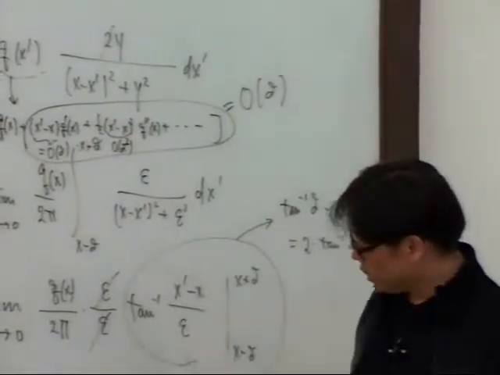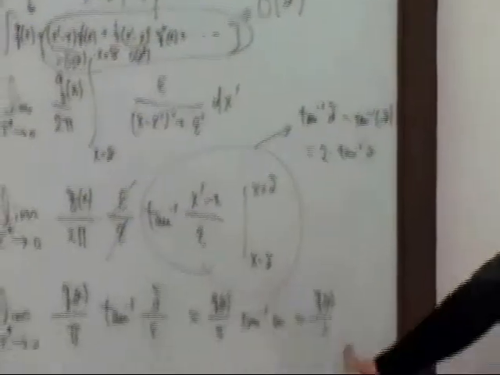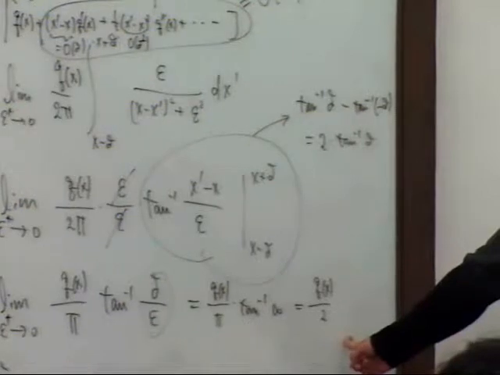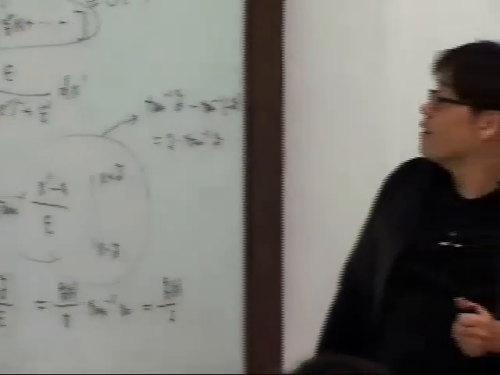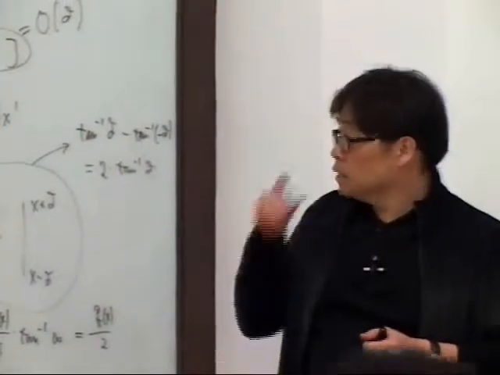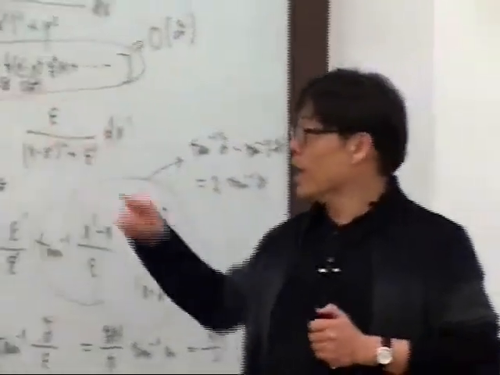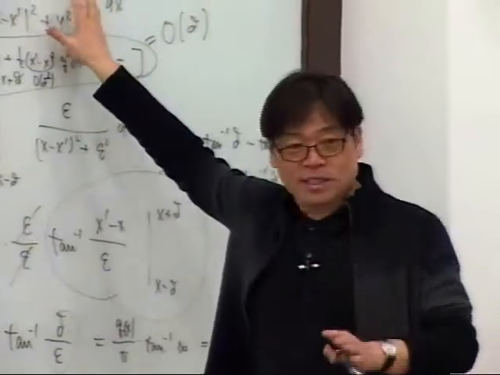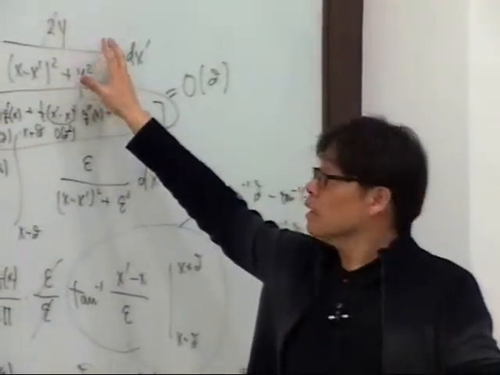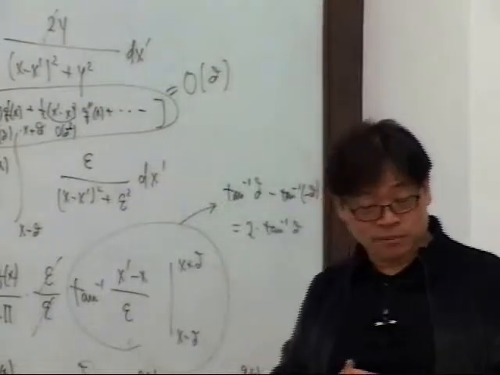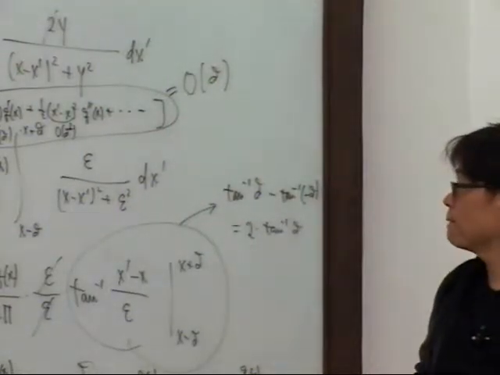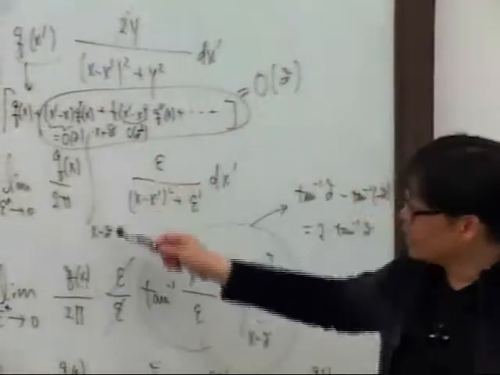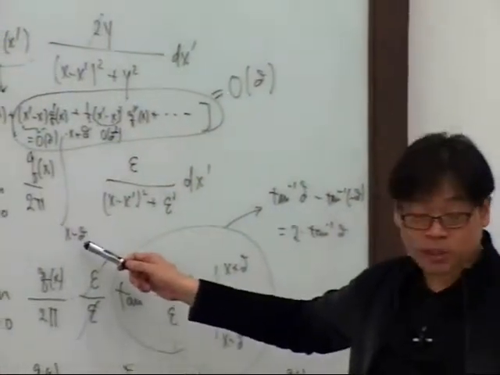If you want, right after you take this limit, you can take delta goes to 0. You can do that, but it doesn't change anything, okay? So this is from the Taylor expansion, and because we are interested in the integration in the neighborhood of x. Otherwise, this integral is 0. So I can pull this out only when I integrate near x prime equal to x.